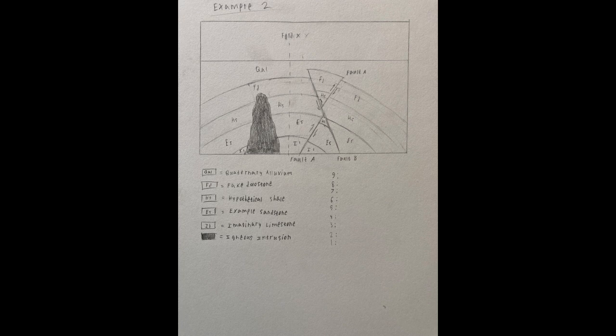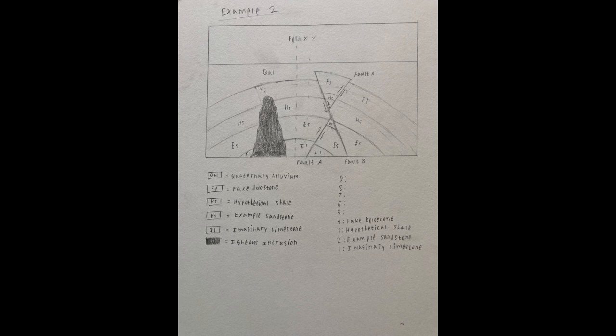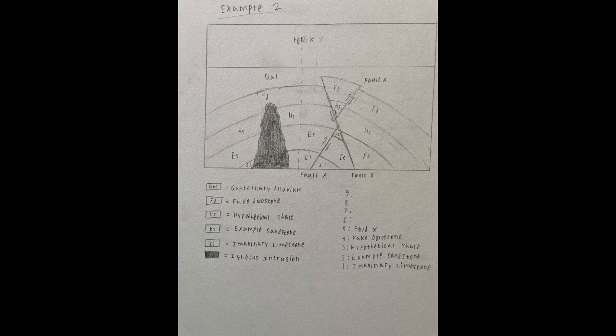All the layers except the quaternary alluvium are folded. Based on original horizontality, we know that all those layers then must have been deposited before that fold formed. Neither the fault nor the igneous intrusion are deformed by the fold, so they must have formed after it. So the imaginary limestone, example sandstone, hypothetical shale, and fake dolostone formed first. Then fold X. After that, things get a little uncertain.